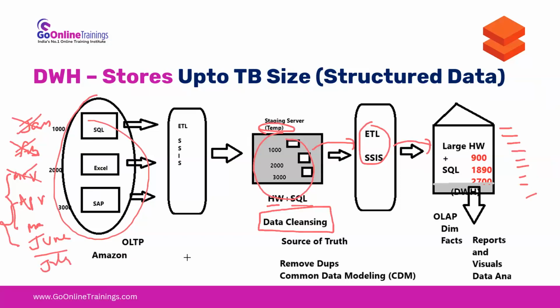Then July data comes. July also gets over. Then July data also they're going to be keeping it here. So April data will get deleted. So always you're able to maintain 3 months data.